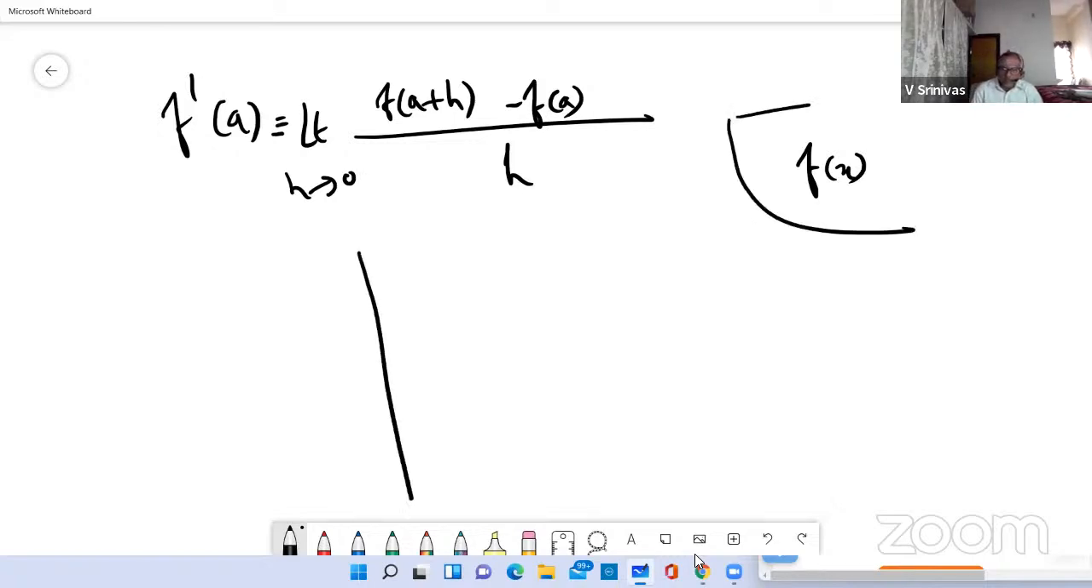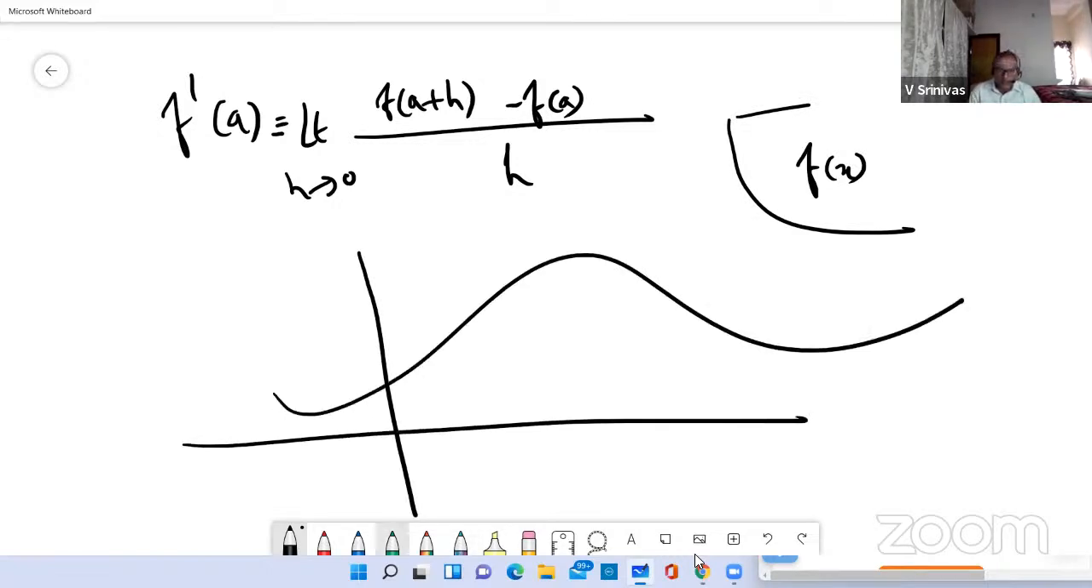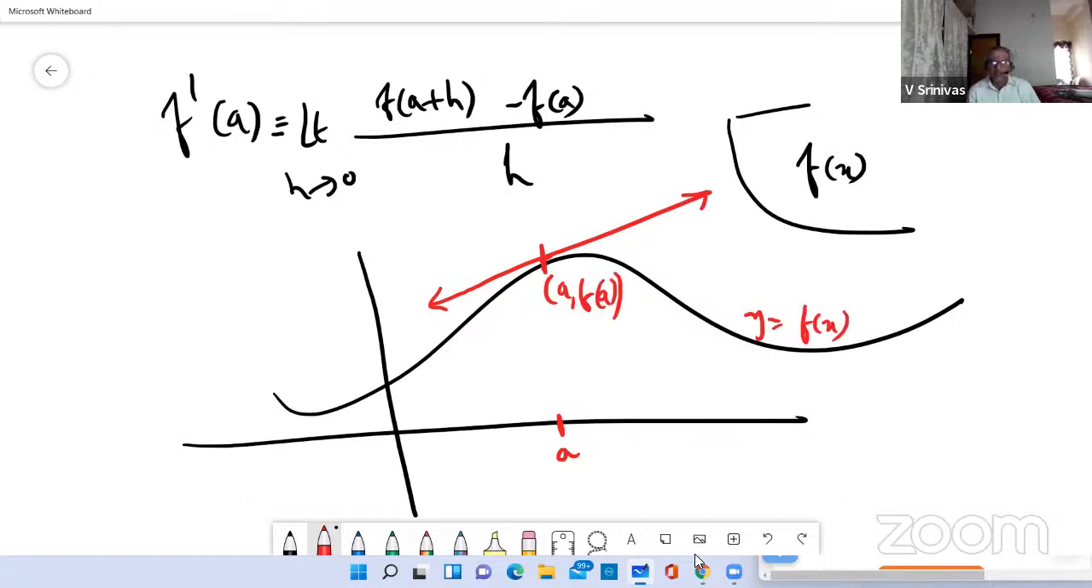Geometrically, what is derivative? It is the slope. It is the slope of the tangent at the point a comma f of a for the graph y equal to f of x. For the function y equal to f of x, you draw the graph. Okay, you look at the point a comma f of a and find the slope.